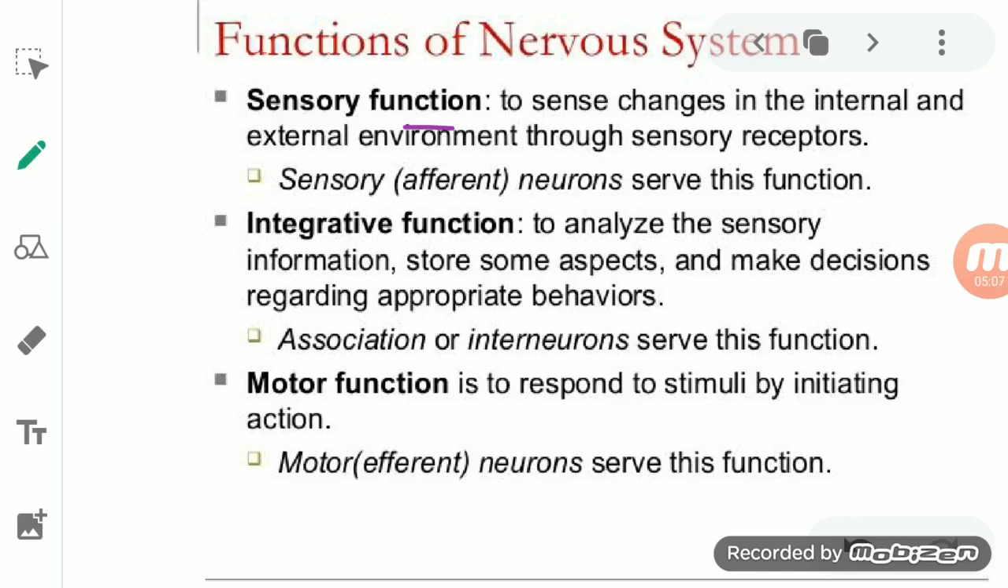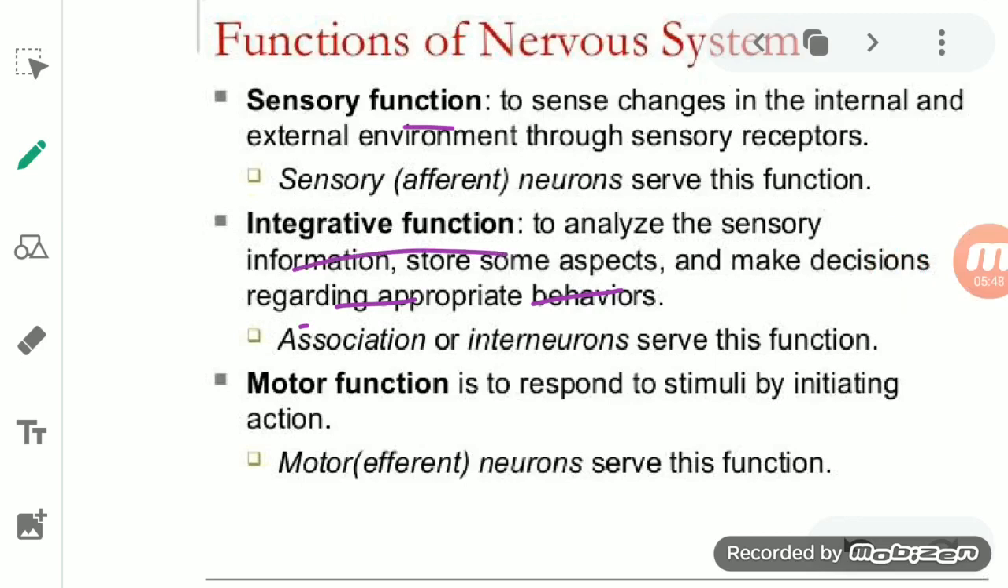These are a kind of receptors present in our sense organs, and they help in receiving information from the sense organs. Basically this function is performed by the sensory neuron. The sensory neuron present in the sense organ receives the information and finally it goes to the brain, to analyze the sensory information, store some aspects, and make decisions. The integrative function is carried out.